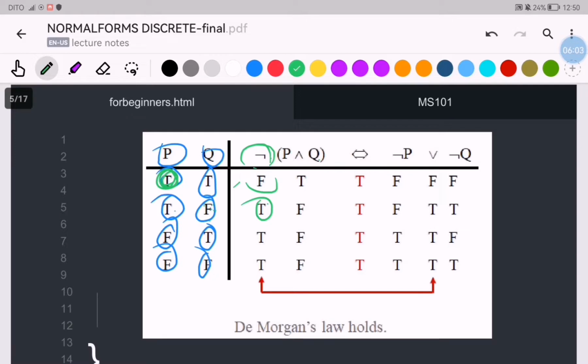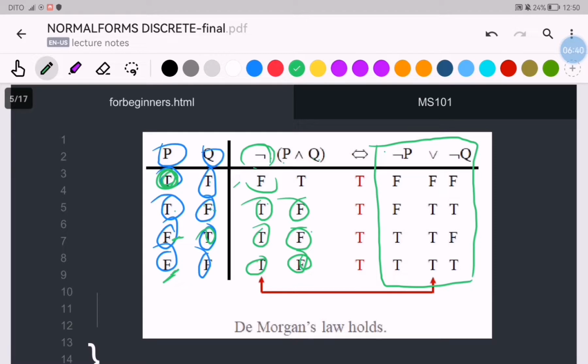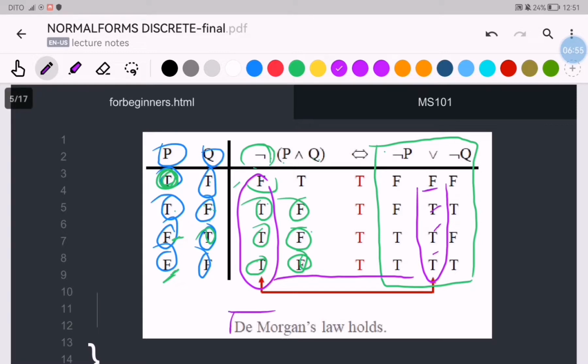So this one alternates. Negation of P here is true. Negation of Q here is false. Negation of P, false, is true. And since this is a conjunction, when the values are not the same, it is false. As you can see, they are the same. On this side, both are false, true, true, true. This side is false, true, true, true. So that is the explanation of De Morgan's Law.